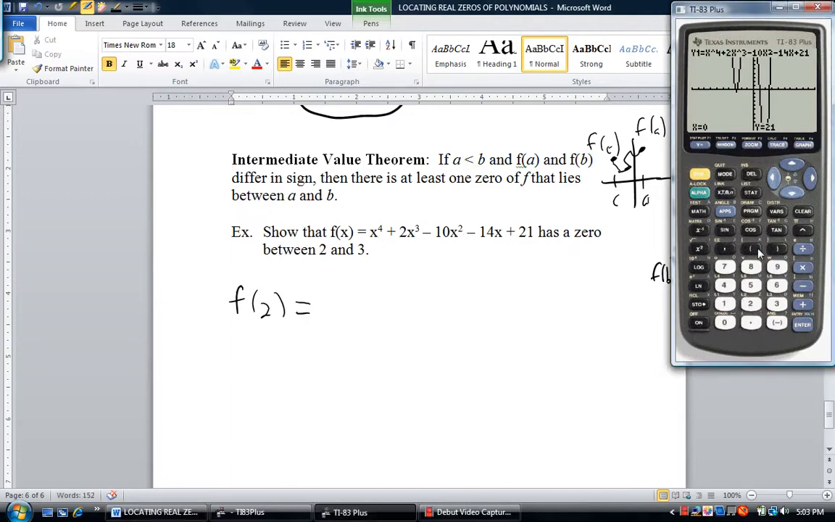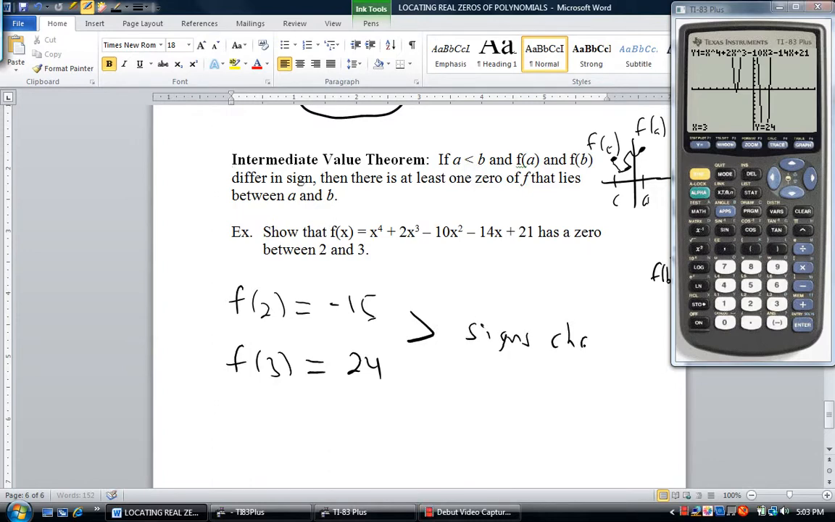What I'm going to do is hit trace and enter. You can also use the table, but sometimes you're dealing with fractions, so it's better to use the trace. And we get negative 15. And I'm going to find f of 3, which means I just hit 3 enter. We get 24. Notice the signs changed. That must mean that 0 is between those two.